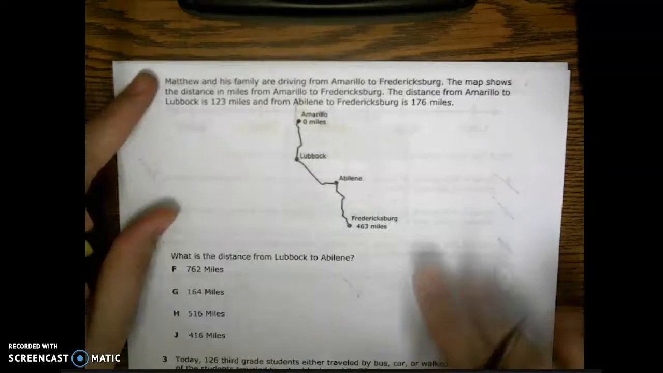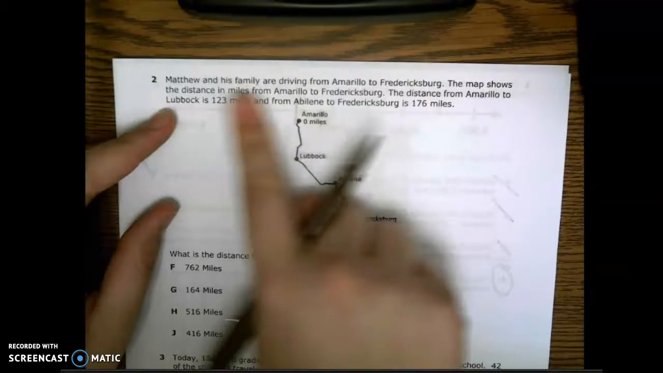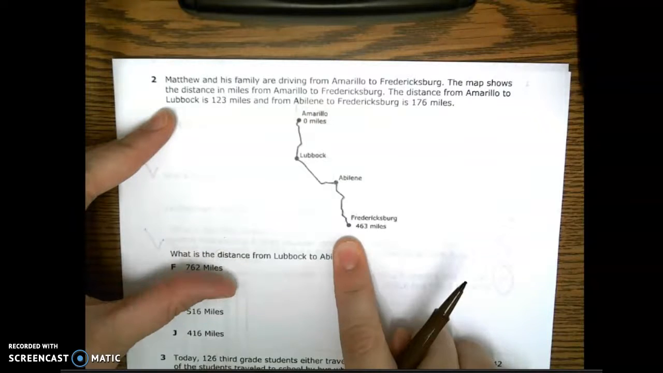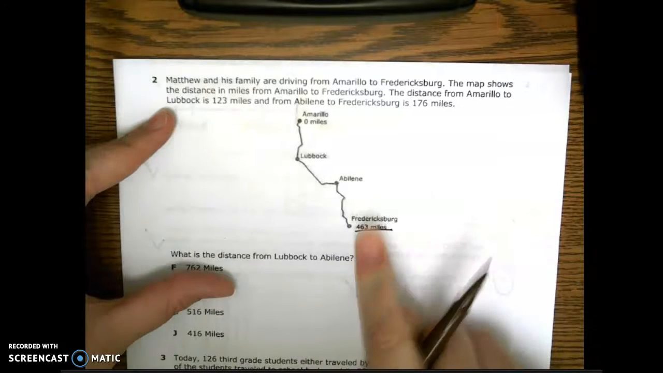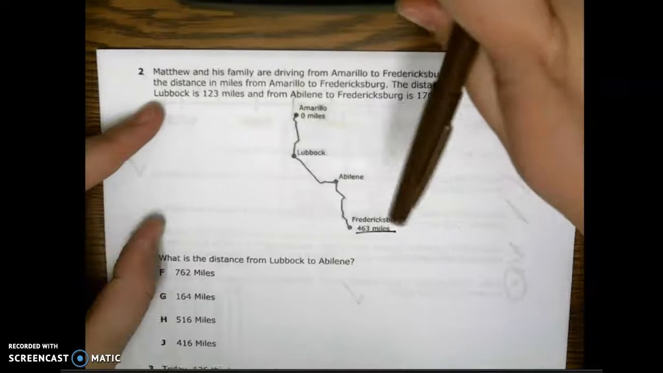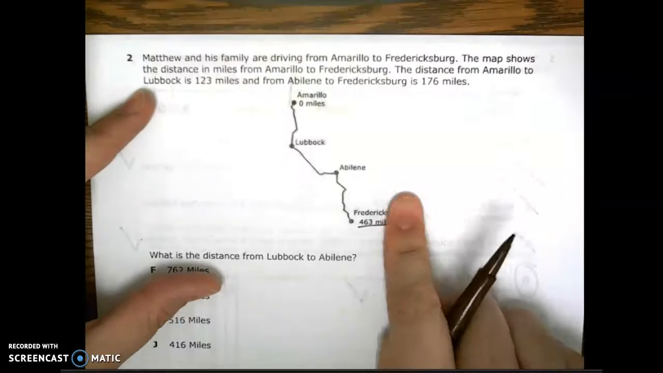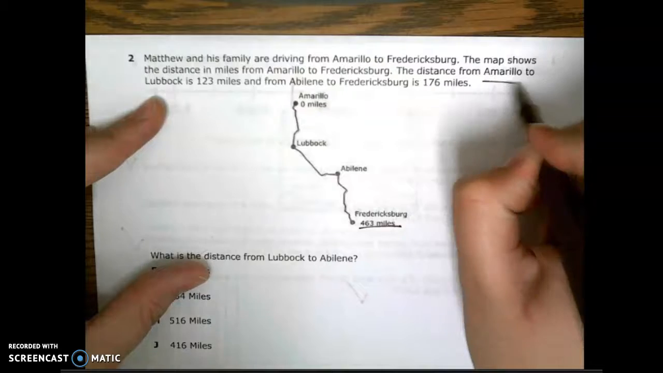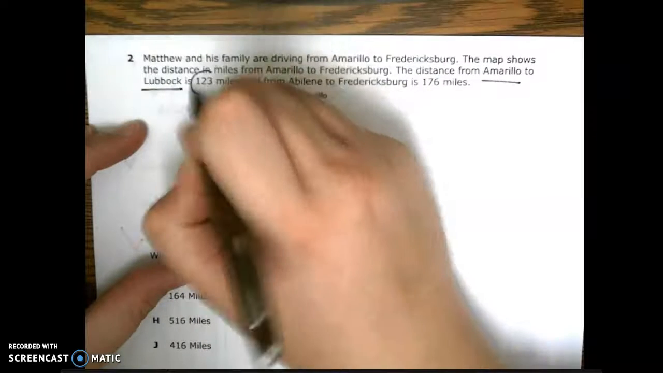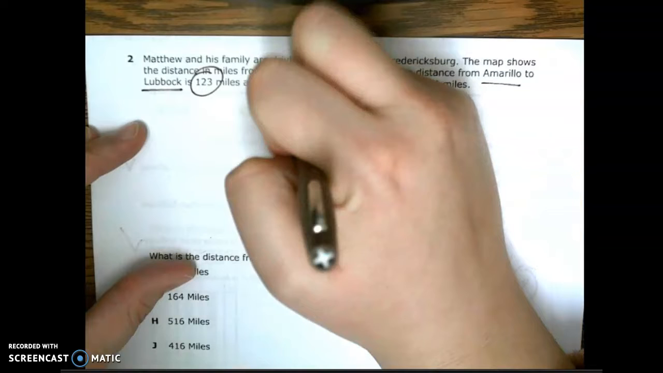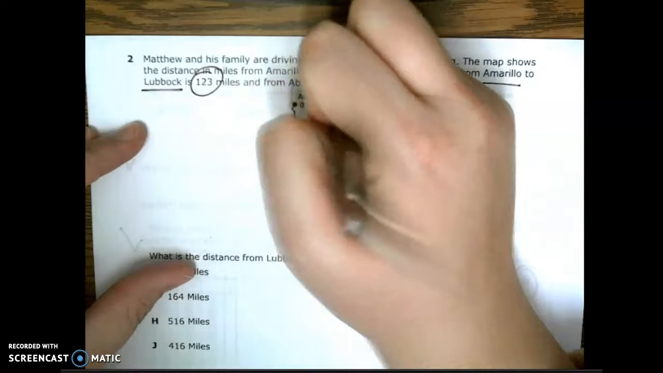Let's start with what we know. The map shows the distance from Amarillo to Fredericksburg. That total distance, the total number of miles that they drove, was 463 miles. Then what else do we know? The distance from Amarillo to Lubbock is 123 miles.